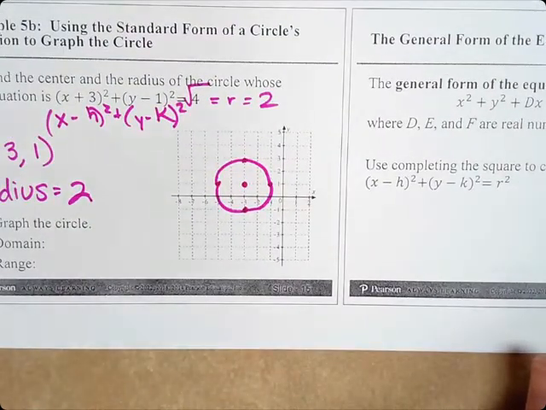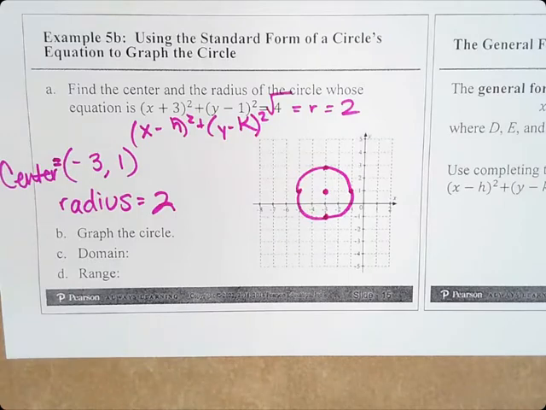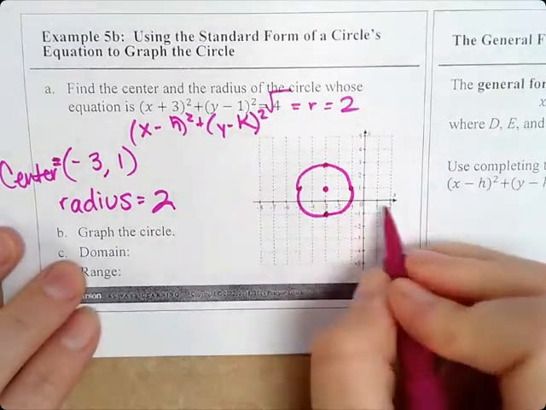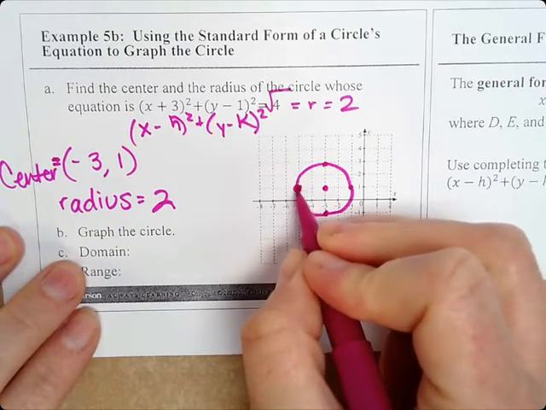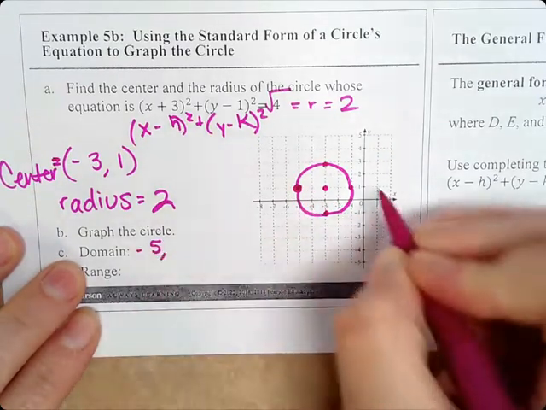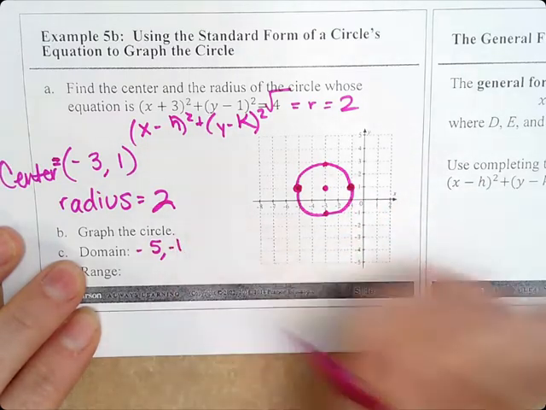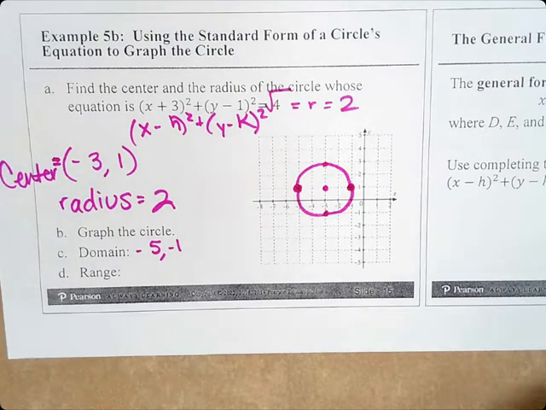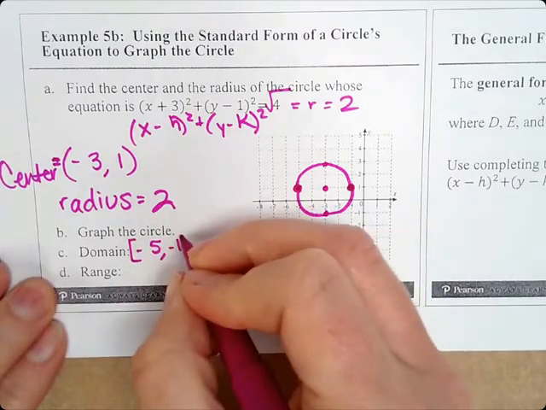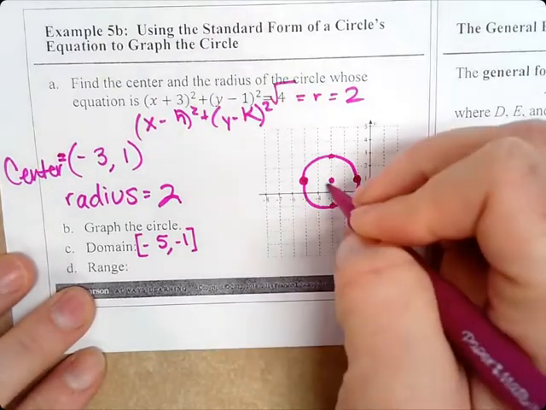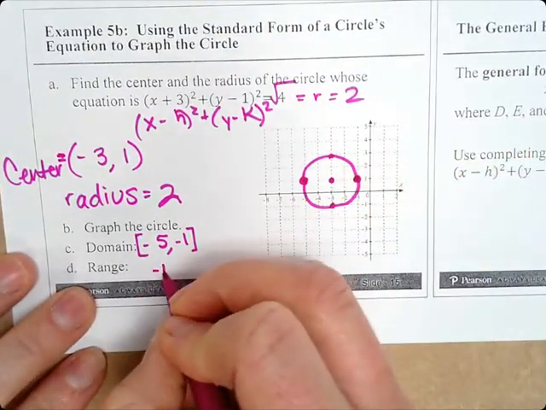Looks like a pumpkin. And then we can do our domain and range. So we want to know how far left will it go? -5. And then how far right? -1. And those are both included, so we'll put a bracket around them. And then range, how far down and how far up.